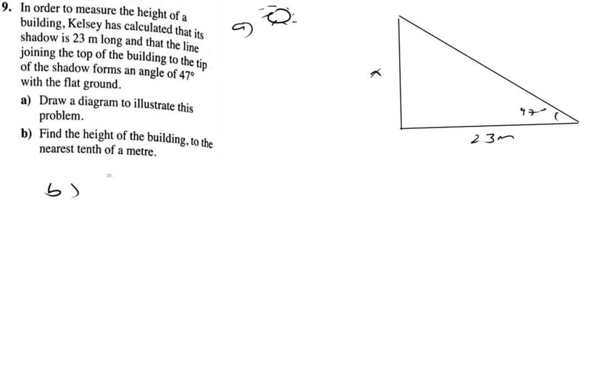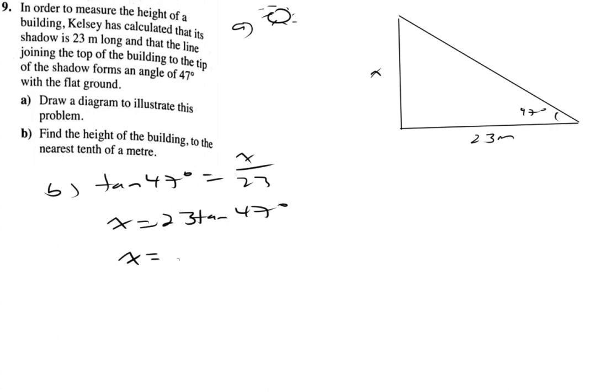So we use tan ratio here. So tan 47 degrees is going to be equal to X over 23, opposite over adjacent. Multiply both sides by 23 to get X is equal to 23 multiplied by tan 47 degrees, and 23 multiplied by tan 47 degrees is going to be equal to 24.7 meters.